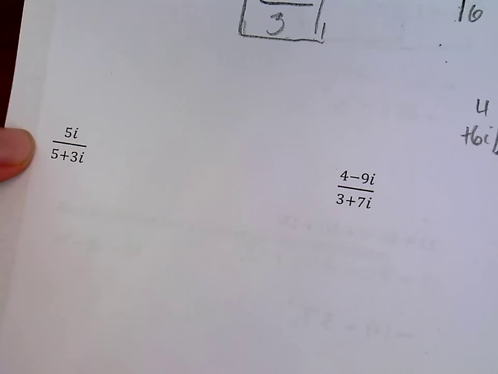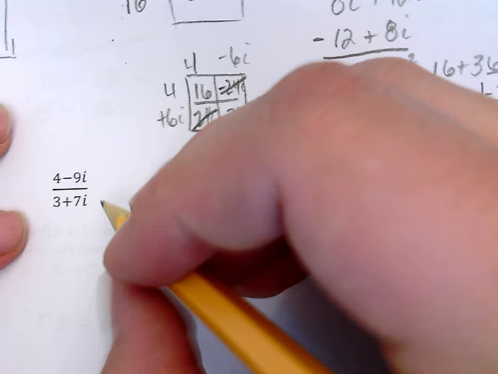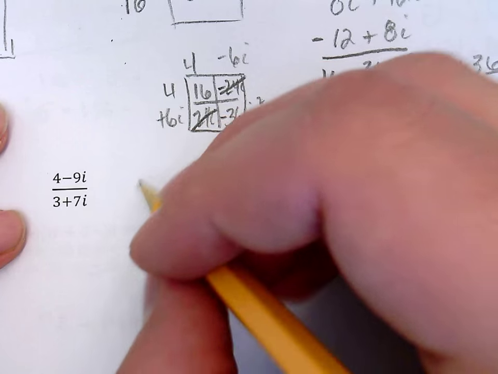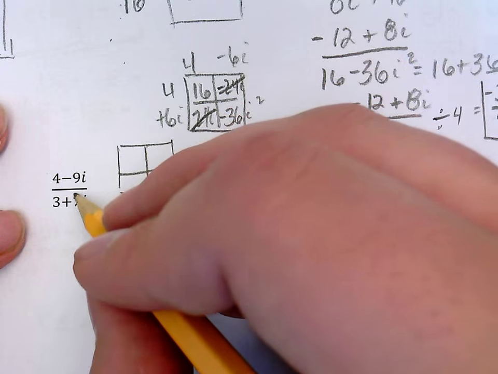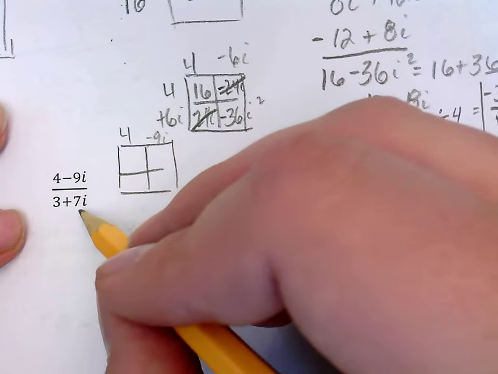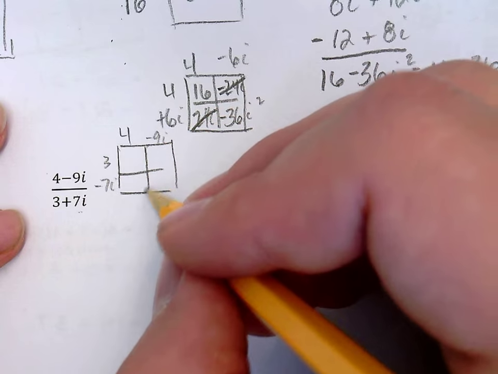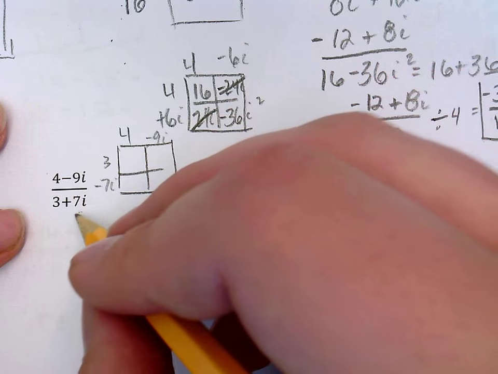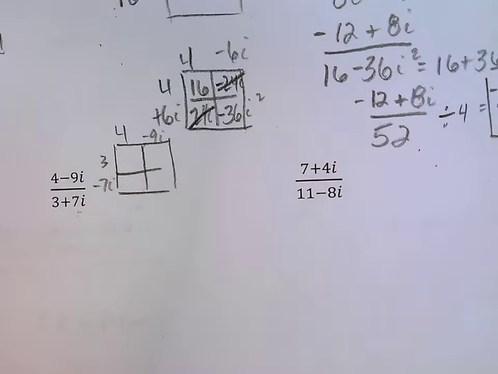So I'm not going to do these bottom three because this is just a repeat of the last one. And these two, you're going to do the same idea, but you need to do the box method for both the top and the bottom. So let me show you what I mean. So this one would be the box method of 4 minus 9i, and on the side will be the conjugate, which would be 3 minus 7i. And you have to do that whole thing, and then you're going to have to do the box method for this and the conjugate in order to solve for it all. Okay?